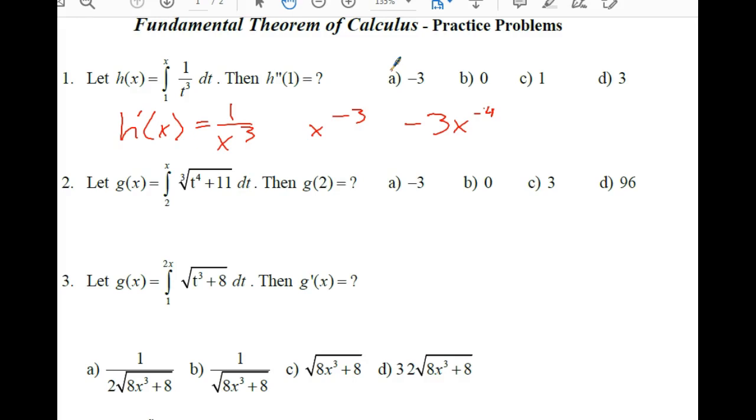Brad, where did that say? Stealing this for a second. When you plug one in.